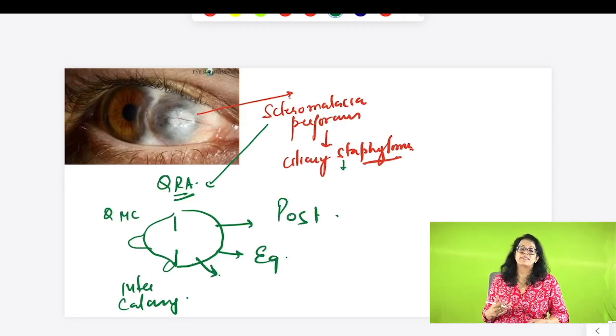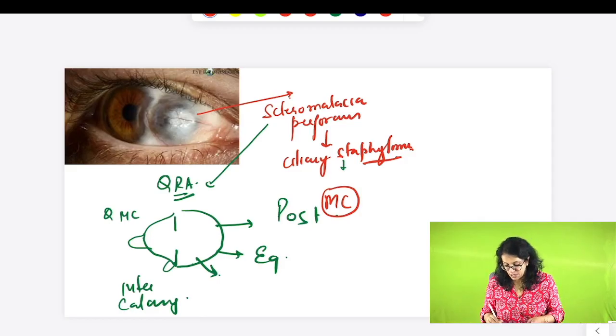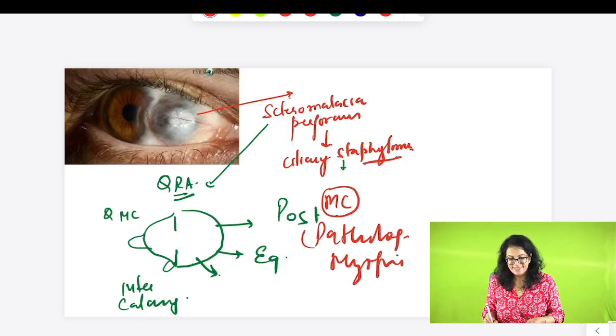If they ask you the most common type, you should answer it is always posterior. What is the cause of posterior staphyloma? How does it become ectatic? You will answer it is due to pathological myopia. Right? Okay. That was about this slide.